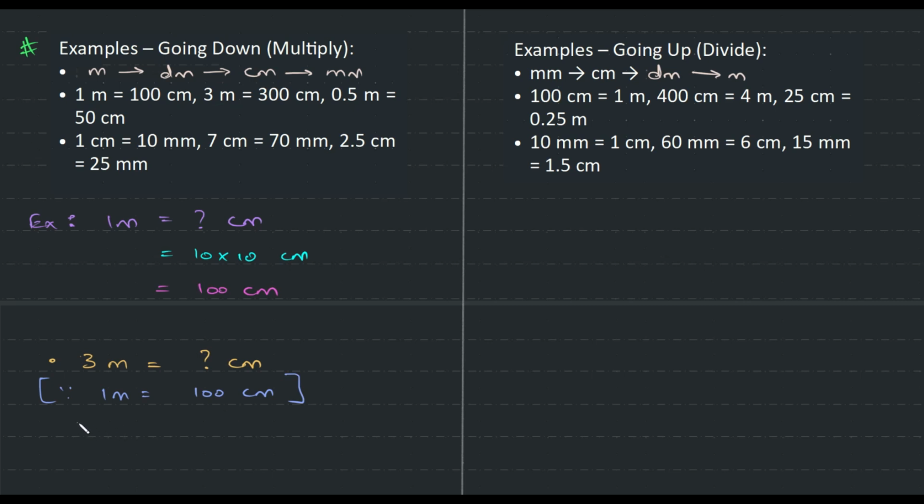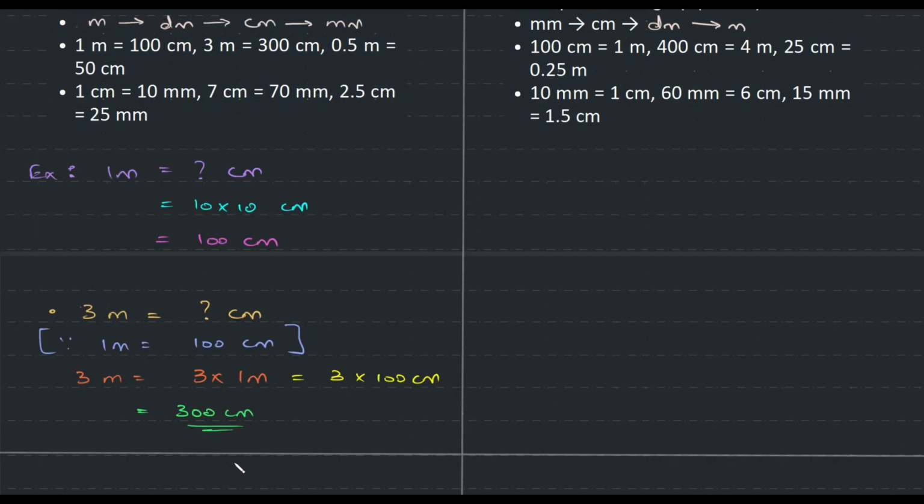So I'm going to rewrite 3 meters as 3 into 1 meter. But we know that 1 meter is 100 centimeters. And so 3 into 100 is 300 centimeters. That's that, as simple as that. Okay, so let me take up one more example.